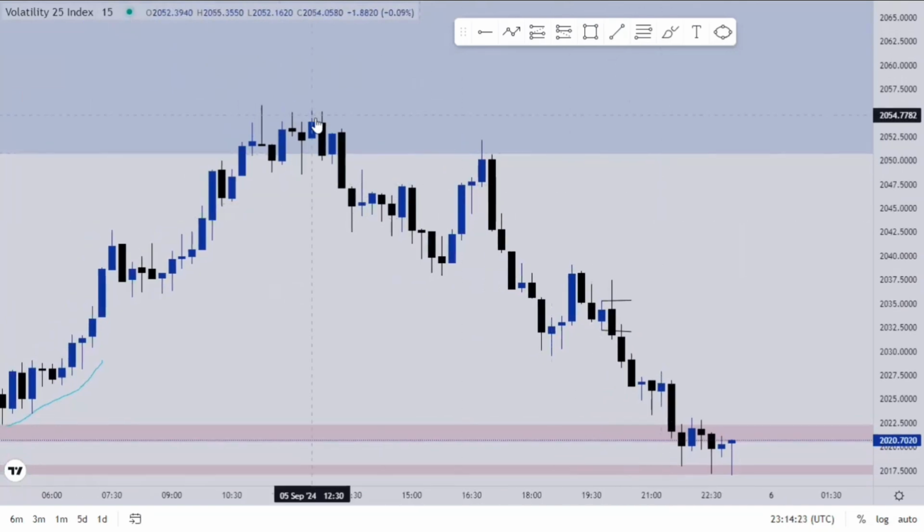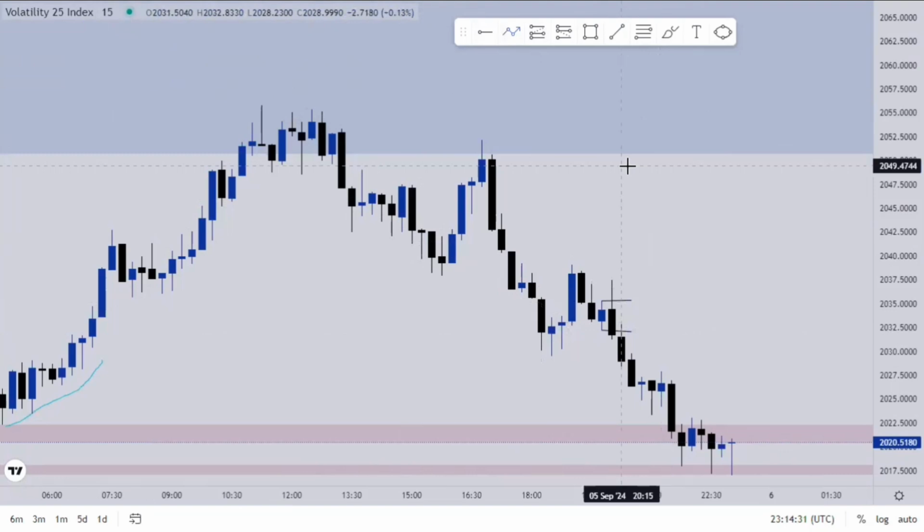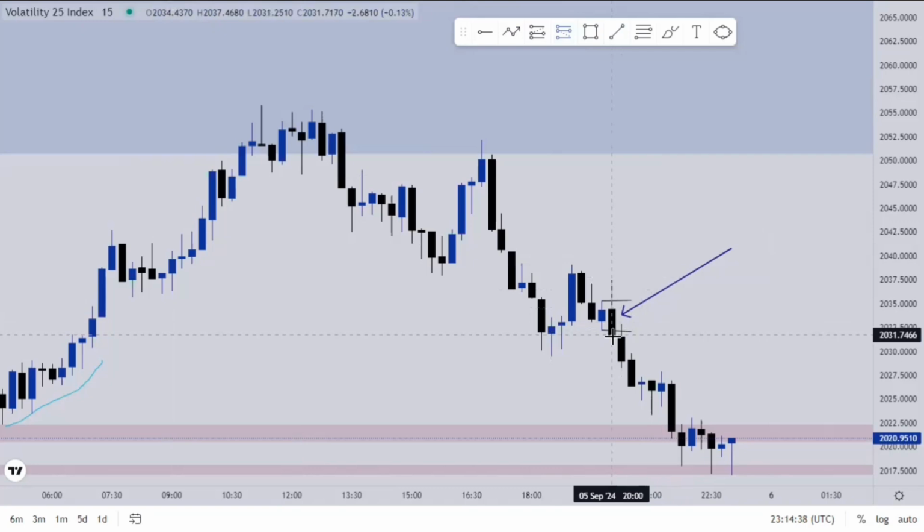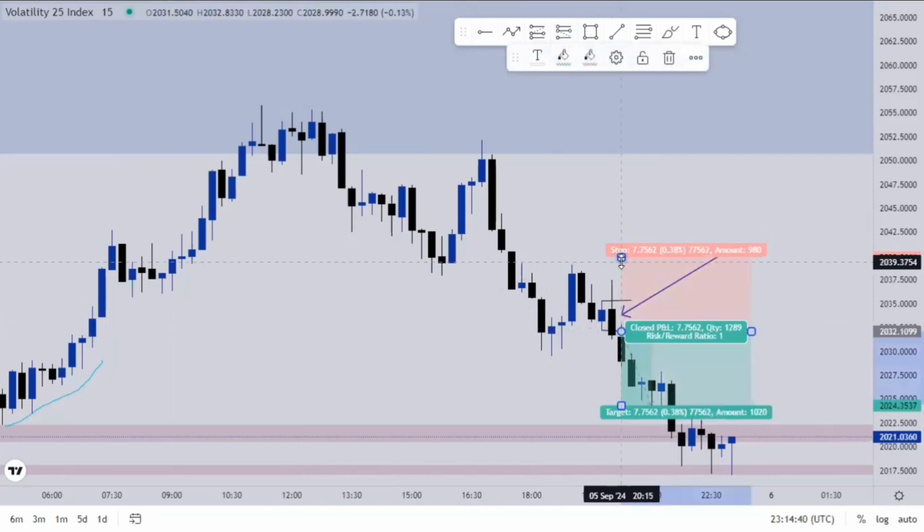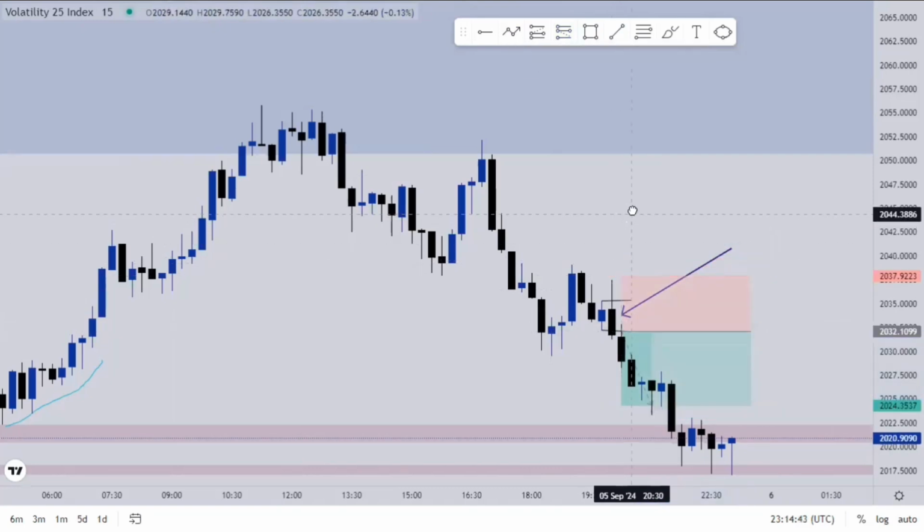If you check from this particular zone down to this level here, there was no such candle. Not until we get to this particular level here, and we have what? This particular candle sweeps both the highs and the lows of the previous candle. That was when I called the short for them, with the stop loss above this candle.